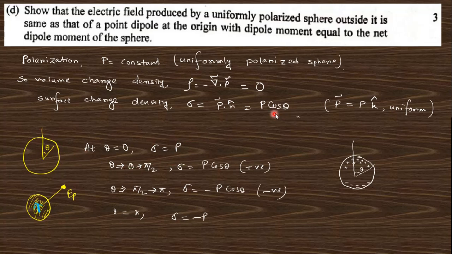So at theta equals 0, the surface charge density will be p, and for theta 0 to pi by 2 this is positive, and theta pi by 2 to pi in this region, this will be negative. So finally we will get this. So the charge distribution is like that.